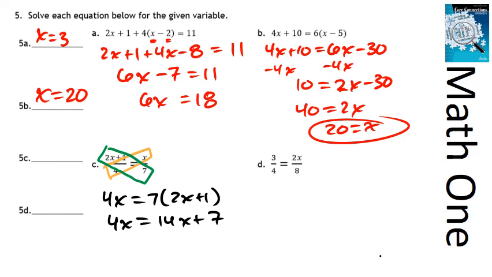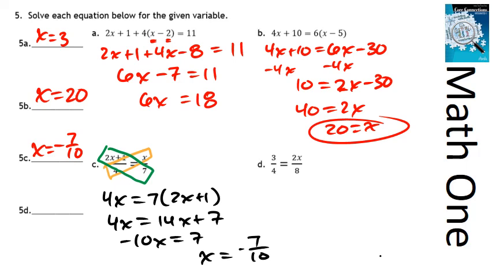If I take away 14 x's from both sides, it's going to become negative 10x over here, and that's equal to 7. And then finally, if I divide both sides by negative 10, I get x is negative 7/10, right? I could say 7 over negative 10, or I could just say it's the fraction negative 7/10. So for 5c, x was negative 7/10. Many of you wrote negative 0.7.